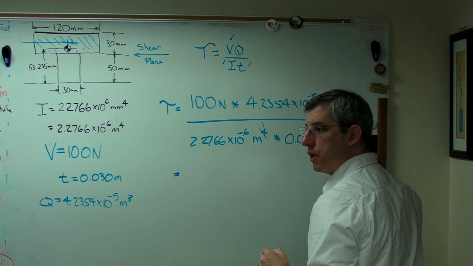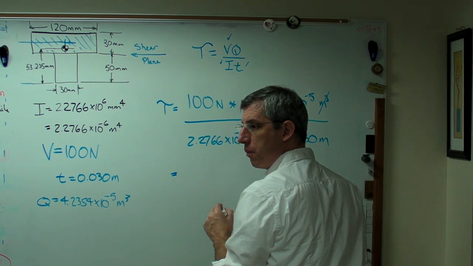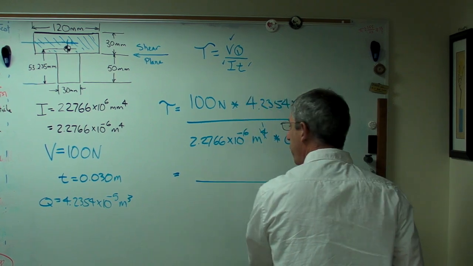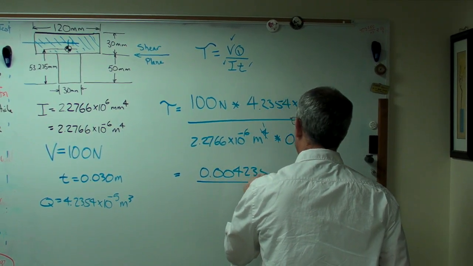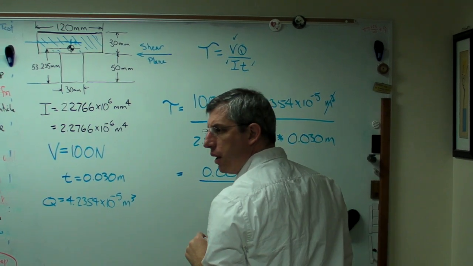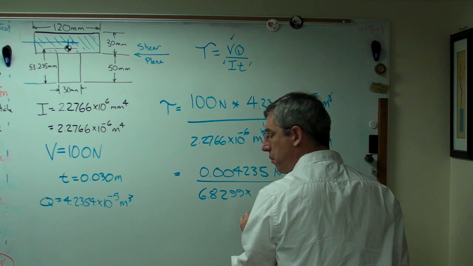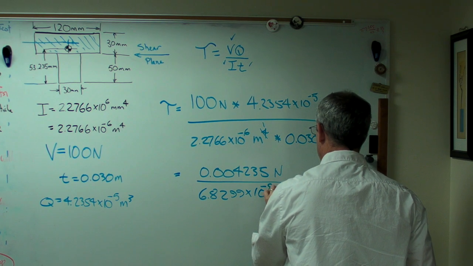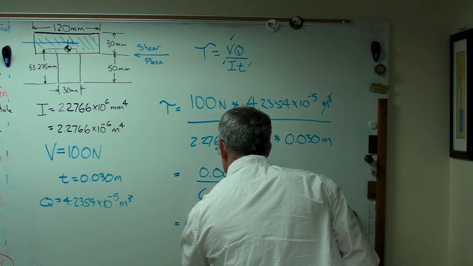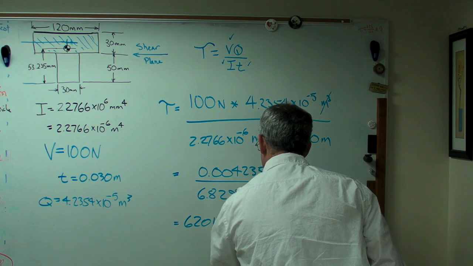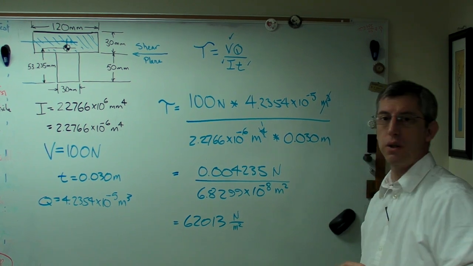Okay, so let's go one step further here and figure this out. If you work all the numbers out, I'm looking at my computer over here just to make sure I get this right. In the numerator, you get 4.235 newtons. And in the denominator, you get 6.8299 times 10 to the minus 8 meters squared. Okay, that's the intermediate calculation. When you work that out, you come up with 62,013 newtons per meter squared, or 62,013 pascals.